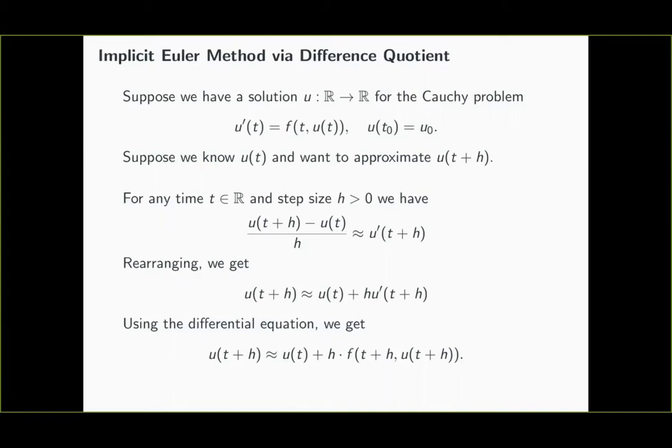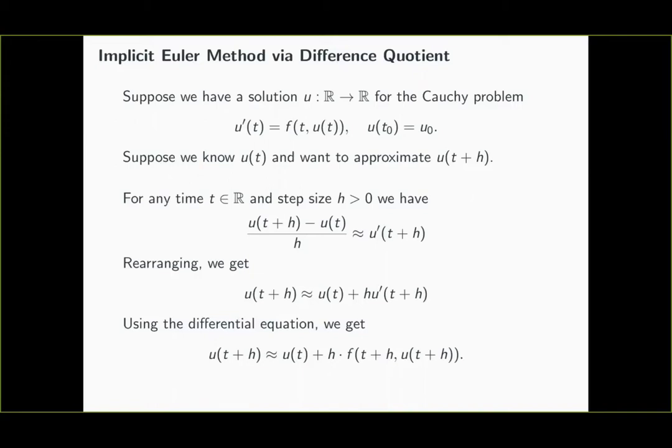Now for any time t and any step size h, you can take a look at the difference quotient, u at t plus h minus u at t, divided by h, and that difference quotient can be seen as an approximation of the derivative of u at t plus h. So we have got this approximation: u at t plus h minus u of t, divided by h, is approximately u prime of t plus h. Now we can rearrange this approximation and get that u at t plus h is roughly the same as u of t plus h times u prime of t plus h.